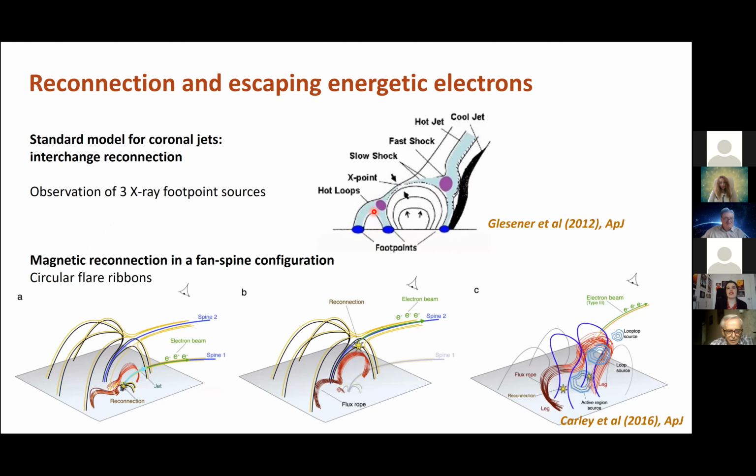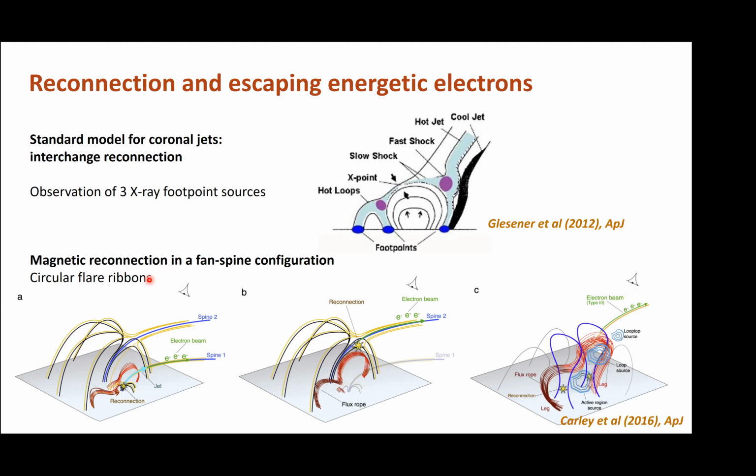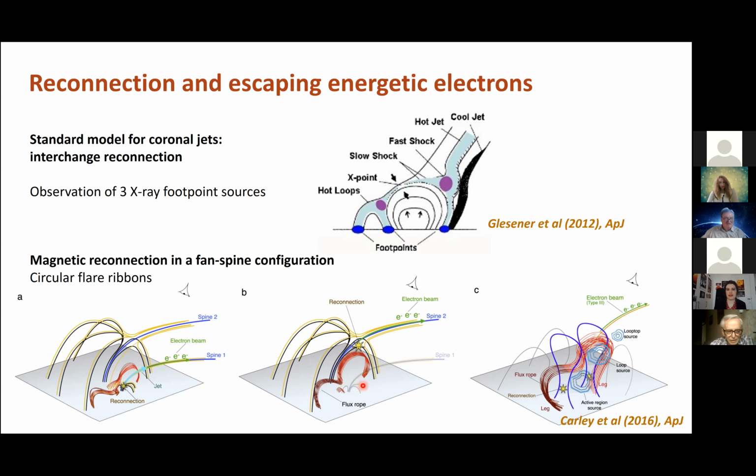geometries. For jets, we usually have a standard model of interchange reconnection, where we have reconnection between a hot loop and open magnetic field. Recently, people are also looking at magnetic reconnection in fan-spine configurations. Here we have an example where a filament eruption is provoking different stages of reconnection, and explaining how we can have both X-ray emitting and escaping electrons linked to the same reconnection site.